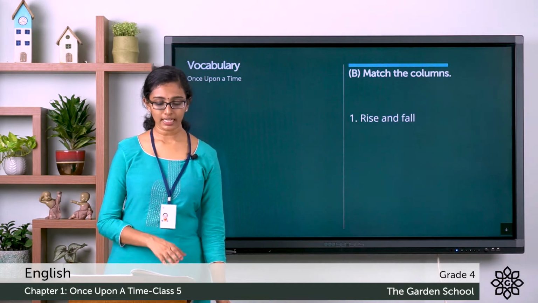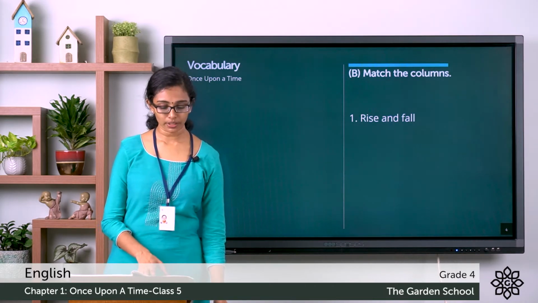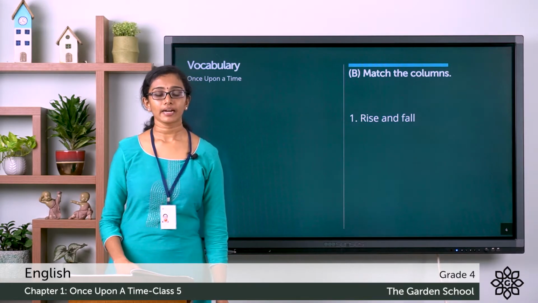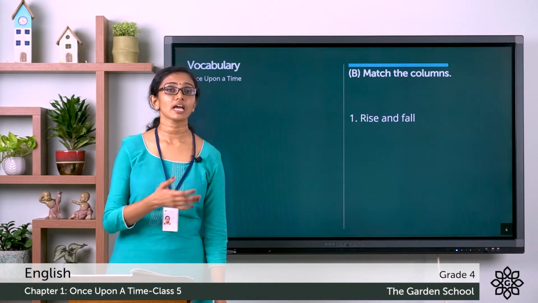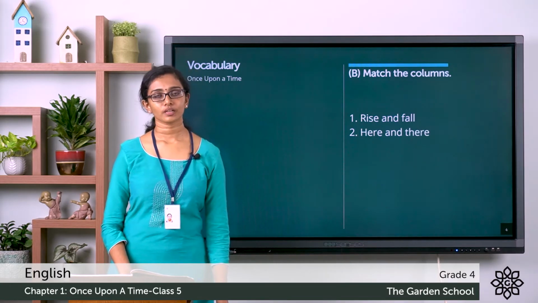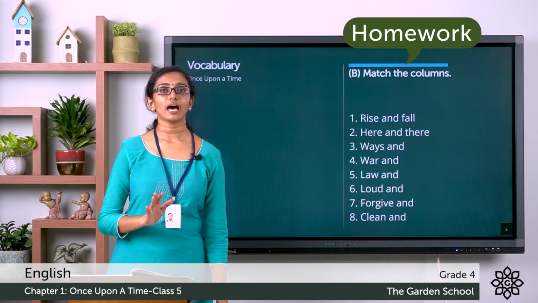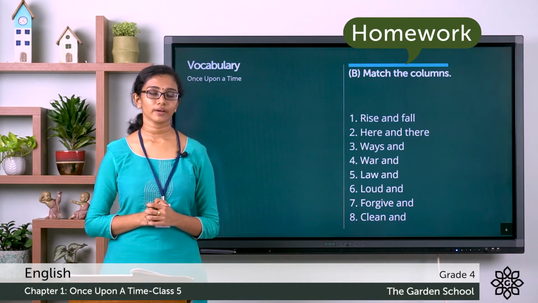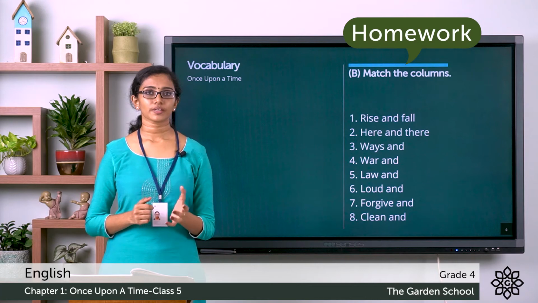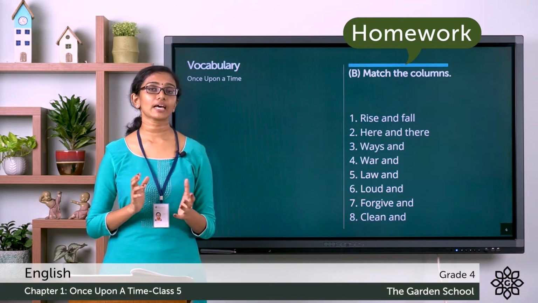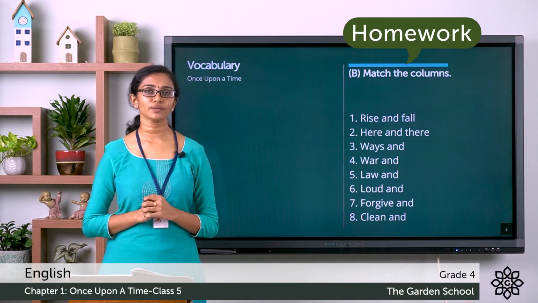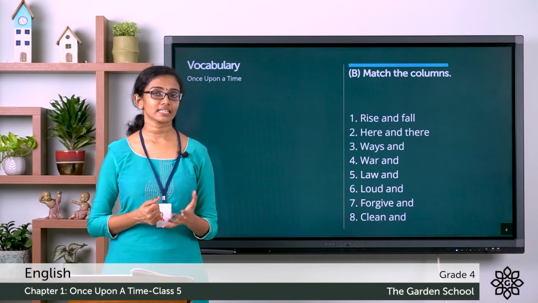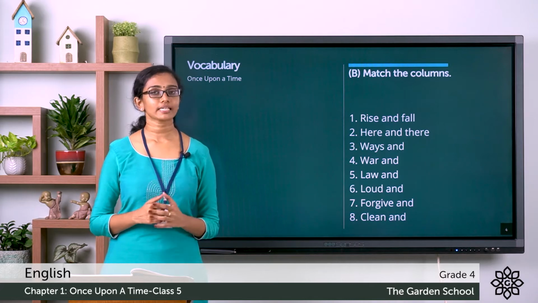The next one, here and. In the second column, do you see the word there? So the word there can be paired with here. So it becomes here and there. So similarly, you have to find the correct pairs for the words given there and complete this exercise. You can use a dictionary, if needed an online dictionary, in the presence of your parents. So once you are done writing answers to this or finding the correct matches, move to the writing exercise.